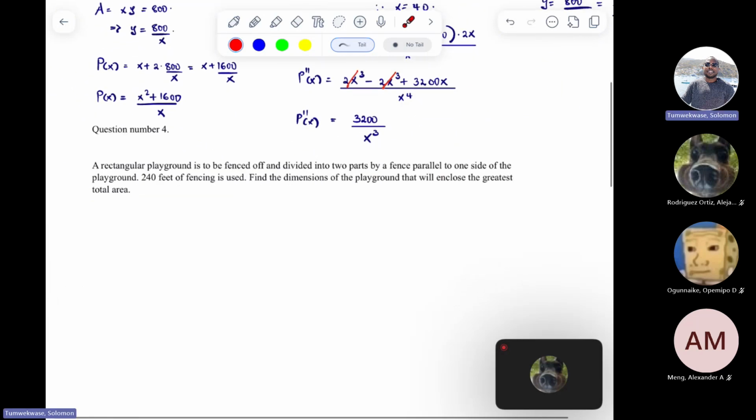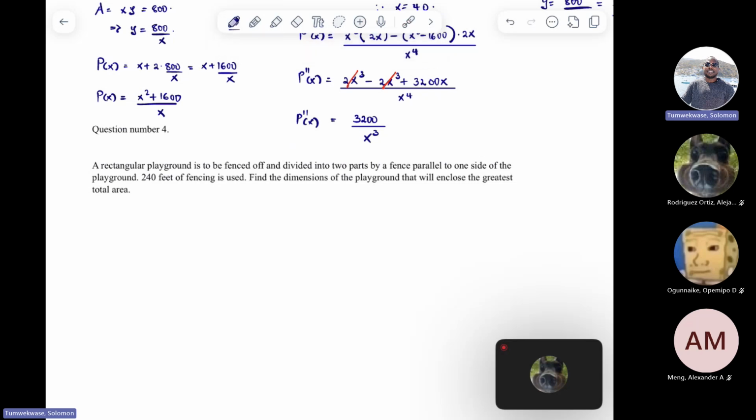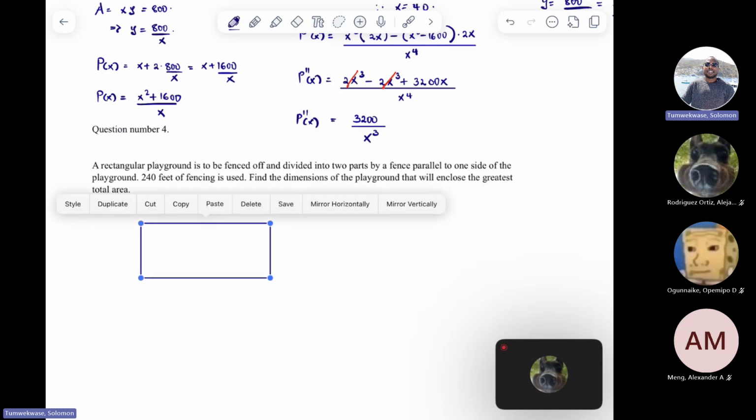In question 4, almost the same thing. We have a rectangular playground, and it is fenced off and divided into two parts by a fence parallel to one side of the playground. So once again, this playground is rectangular, right? And they are saying we want to fence this off, and it is divided into two parts by a fence parallel to one side of the playground. So I can say maybe that fence is this one here.